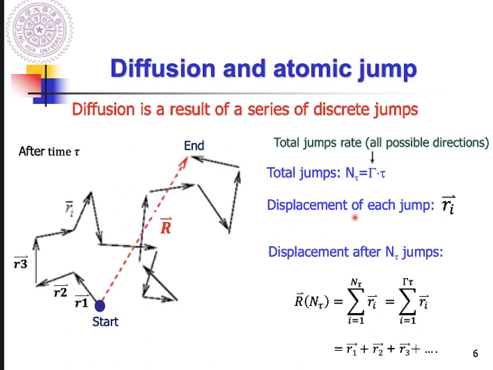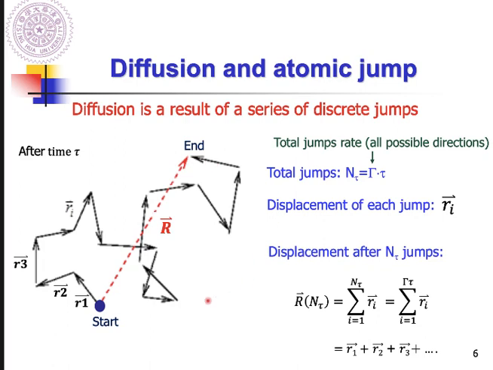Then the displacement of each jump is a small r. We have small r1, r2, and r3 for each jump. That is the displacement of each jump, and it's a vector. And we also have capital R, the displacement after n tau jumps, or after time tau. So the summation of the vectors small r from i equals 1 to n tau gives you capital R, which means the displacement after diffusion.